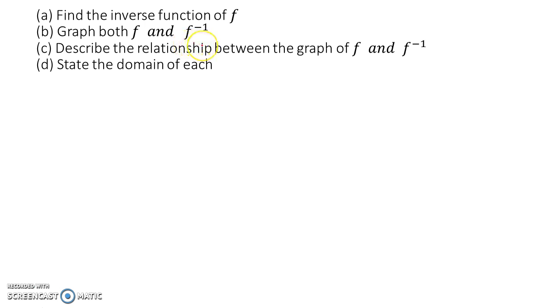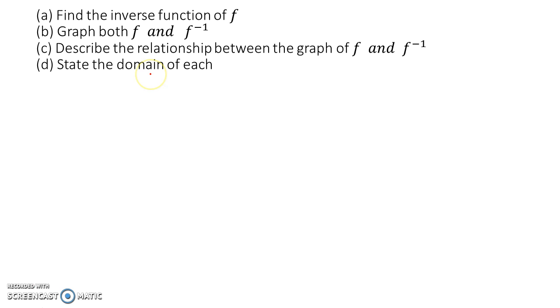So if we see a square, we would assume we'd end up with a square root. If there was a division, we would assume we'd end up with a multiplication. All of the operations end up being the opposite, the inverse function. That actually helps us know whether we did it right or not, because we can kind of know what to expect before we're done. After that, we're supposed to describe the relationship between the graphs, so we'll see that in just a minute, and then state the domain of each of them.